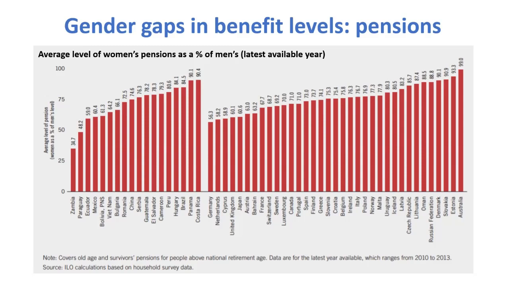If we look at countries, for example, Australia, women receive almost the same, 99.9%, of the benefit that men receive. It shows that there's still much to be done in countries such as Zambia and countries in our region.